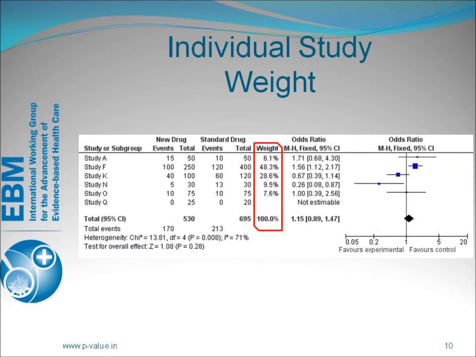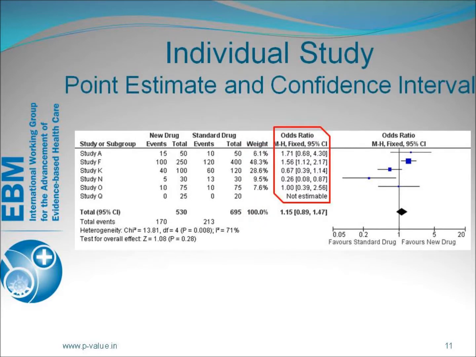The meta-analysis, irrespective of the method used, provides us three values for each study: the weight of the study, the point estimate, and the confidence interval. The weight is represented as percentage in the column, and the total weight of all studies adds to 100. The point estimate and the confidence interval are presented together in a single column. 95% confidence levels are generally used.